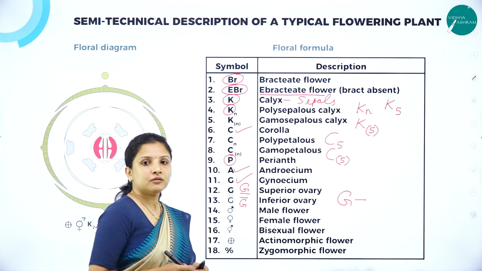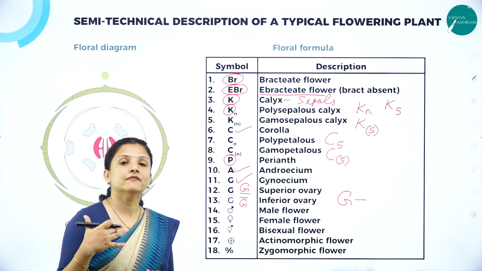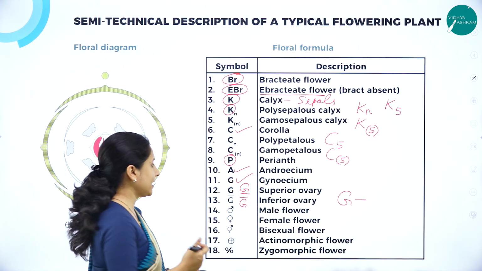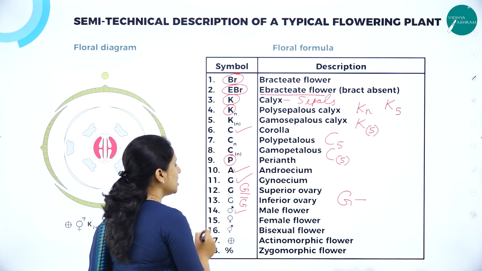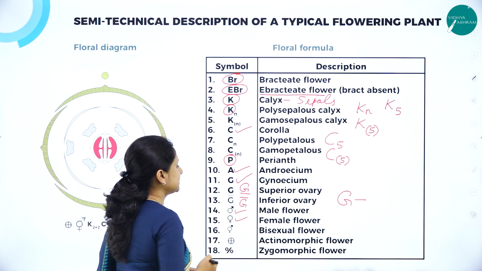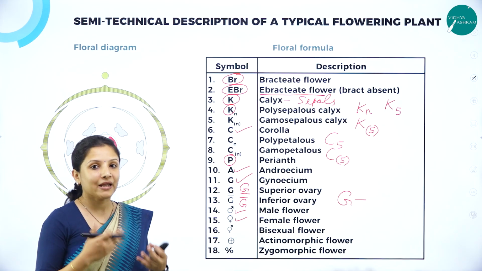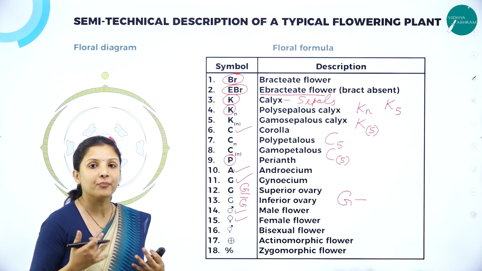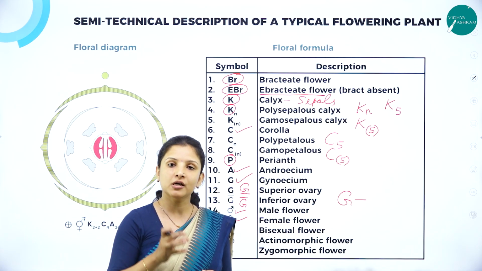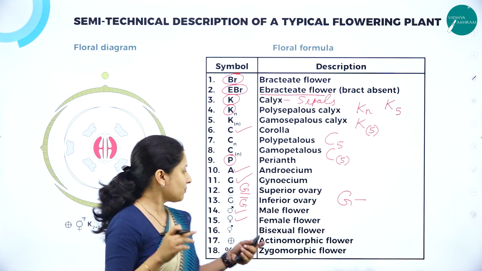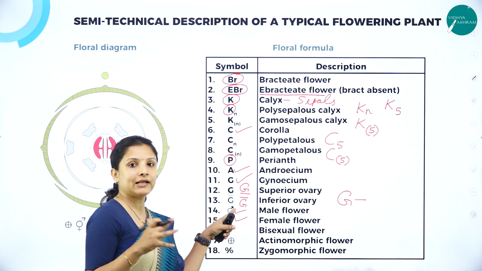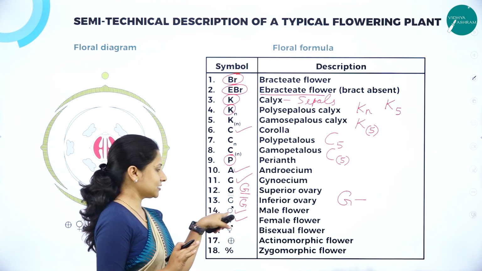Next, you have to see the sexes of the flower, whether it is a male or a female. If it is a male, it is represented by this symbol, and a female by this symbol. It is easy to remember because males are always considered dominant in a society. So therefore, they are depicted with the arrow mark towards the top, meaning they think that they are dominant. So that is the symbol here.